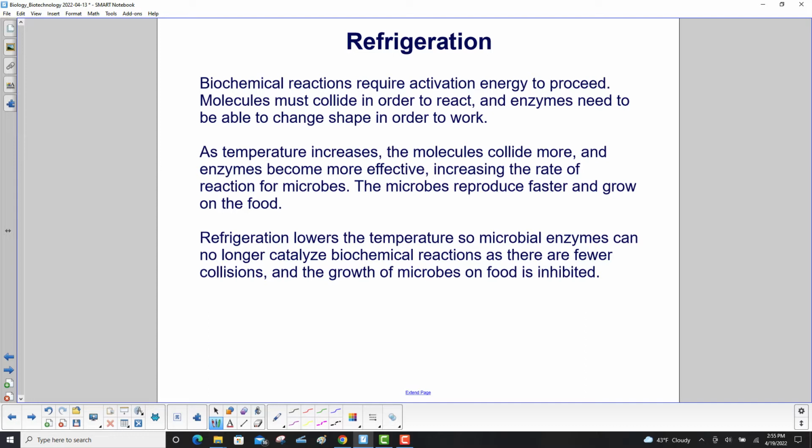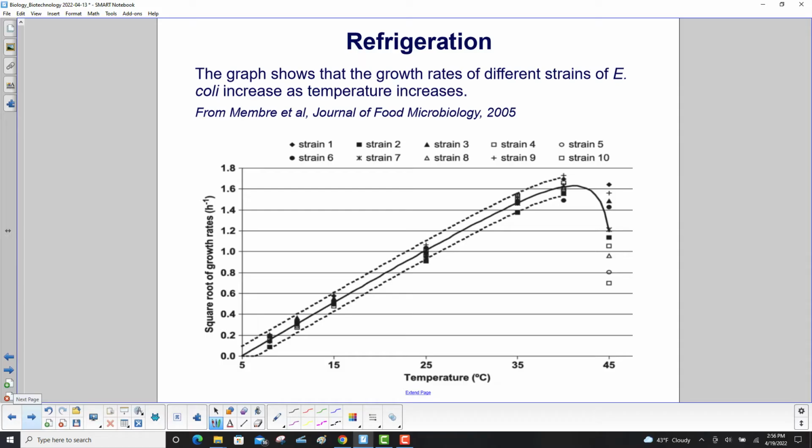Refrigeration lowers the temperature, so these microbial enzymes can no longer catalyze biochemical reactions as there are fewer collisions, and the result is the growth of microbes on food is inhibited. It's slowed down. The graph shows that the growth rates of different strains of E. coli, a very dangerous bacteria, increase as temperature increases.